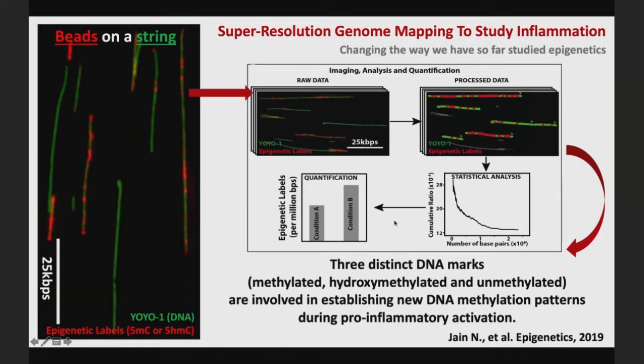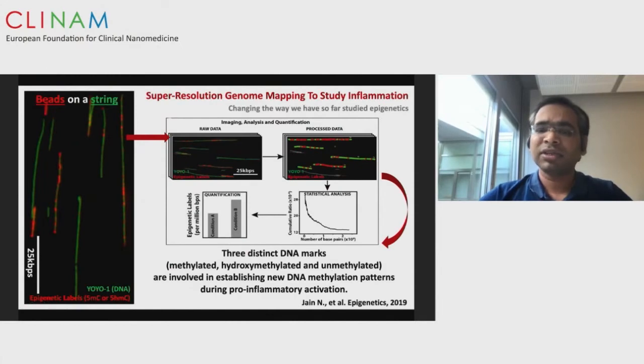It will quantify for you the global levels of changes and modifications, the epigenetic modification at the level of methylation, hydroxymethylation, and non-methylated cytosines. And with this technique, we were able to show that once macrophages get activated, they increase the levels of hydroxymethylation, decrease the levels of methylation, and also increase the levels of unmethylated cytosines or the unmethylated promoter regions.